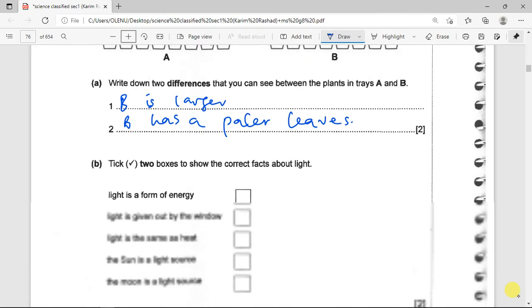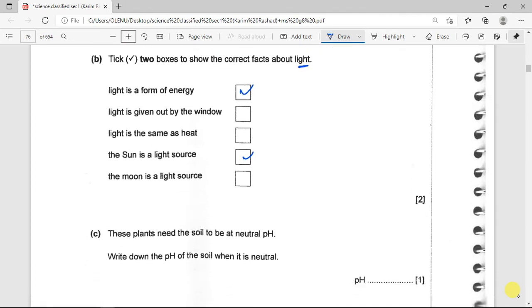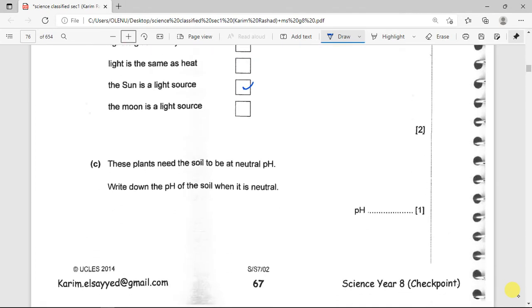Now tick two boxes to show the correct fact about light. Light is a form of energy. That's correct. Light is given out by the window. Light is the same as heat. The sun is a source of light. That's correct. The moon is a source of light. It only reflects light from the sun. Now, these plants need the soil to be at neutral pH. Write down the pH when the soil is neutral. It's 7.